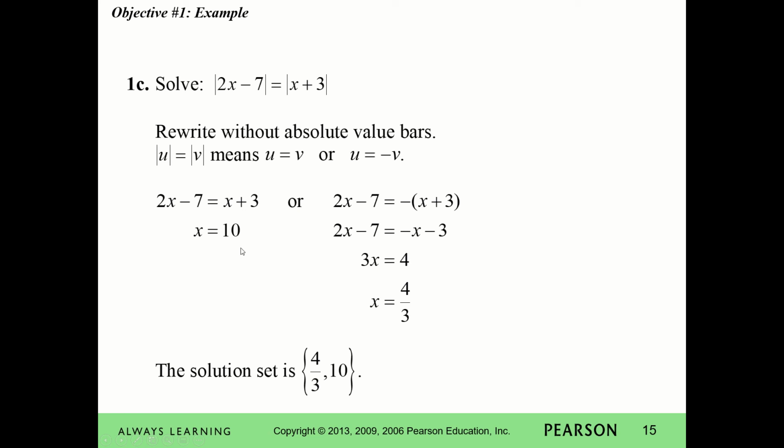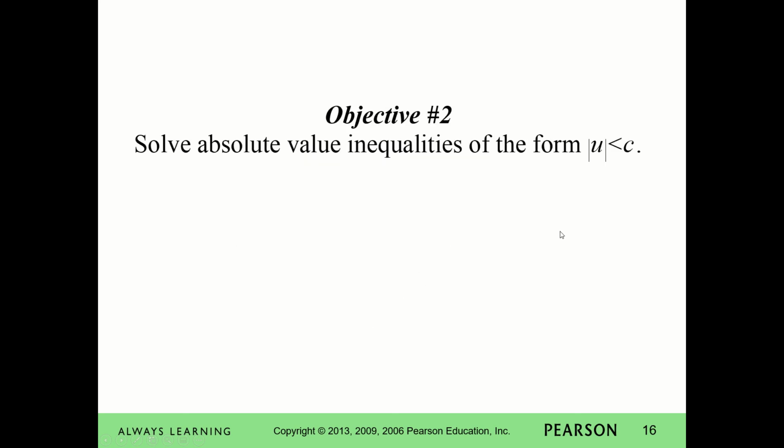So in the left case, we get that x equals 10. On the right, we have to distribute our negative sign. So we get that x times the negative is a negative x, then negative 3. So in this case, we're going to add our 7 over and add our x over. We have to divide both sides by 3, and we get that x equals 4 thirds. So it gives us two solutions, 4 thirds and 10.